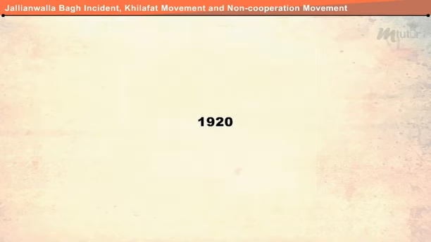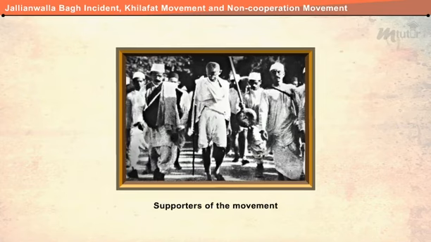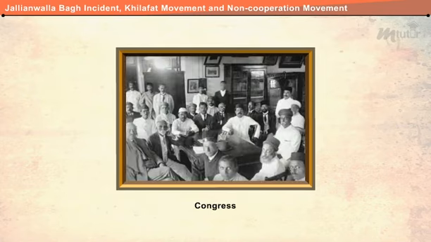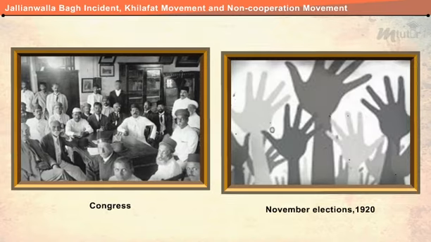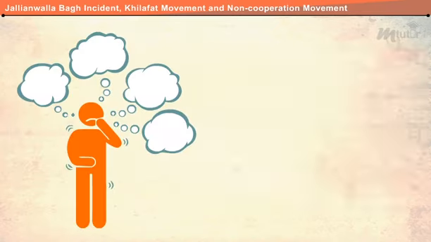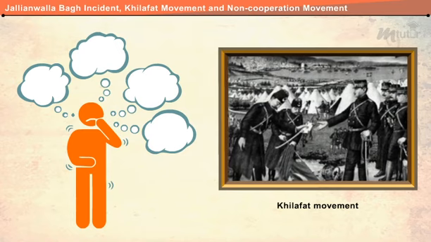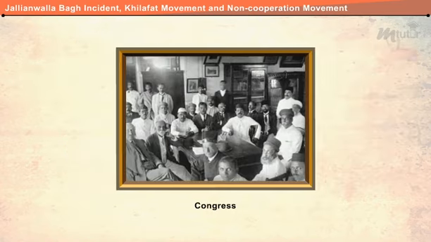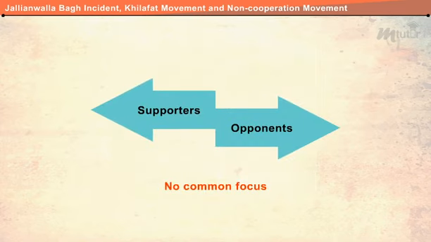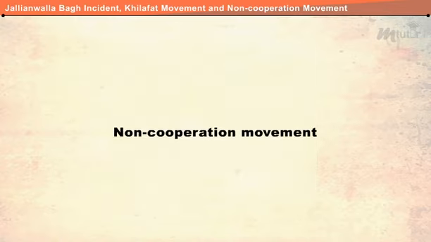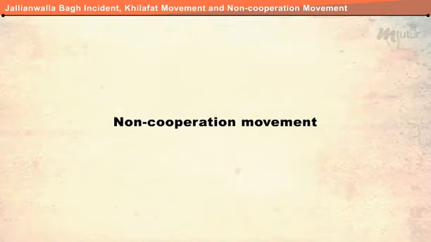Throughout the year 1920, Mahatma Gandhi and Shaukat Ali gathered more support for the movement. Congress was reluctant to boycott the elections in November 1920, and worried that the Khilafat movement might lead to violence. Later there were huge fights within the Congress, and there was no common focus between the supporters and the opponents of the movement. In the end, the Congress session at Nagpur in December 1920 adopted the non-cooperation movement.